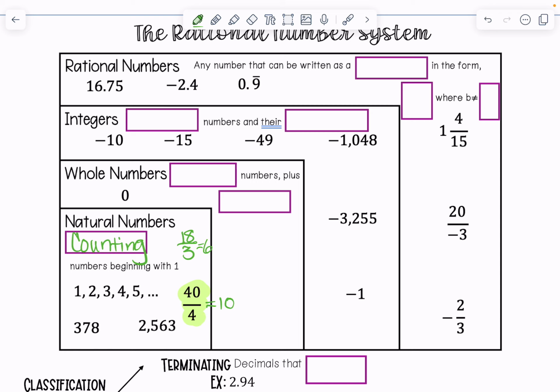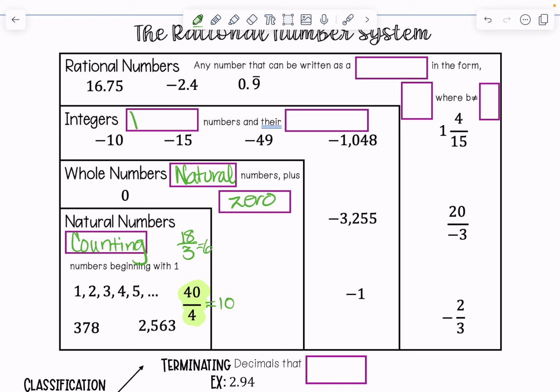Whole numbers are going to be all of our natural numbers, and now they're also going to include the number 0. So if you think of a number line, your natural numbers begin with 1, starting with 1 on the right side of a number line. Whole numbers, now you're starting at 0 on the right side of the number line.